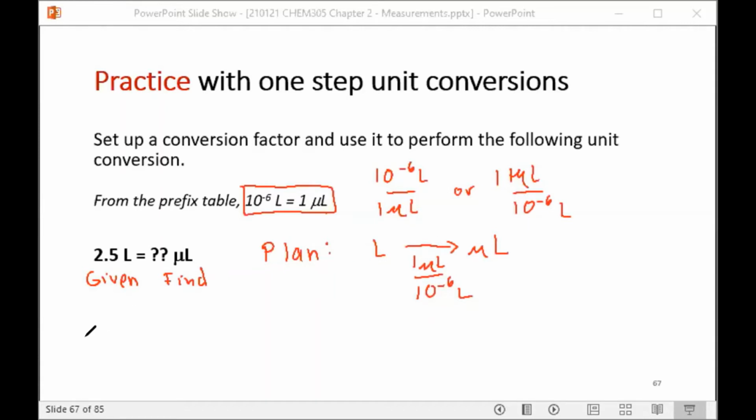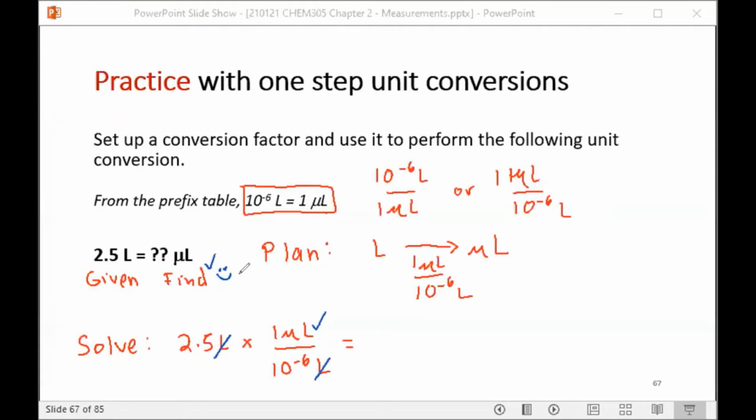And so now that I have my plan, I'm ready to solve and plug some numbers in, check my units. So we start with 2.5 liters times our conversion factor: for every 1 microliter, there's 10 to the negative 6 liters. Now I want to check my units, because before I take time to plug this in, let's make sure it's going to work out. So liters on top cancels with liters on bottom. The only unit I'm left with is microliters, which is what I wanted to find, so we can feel comfortable that we set the problem up correctly.